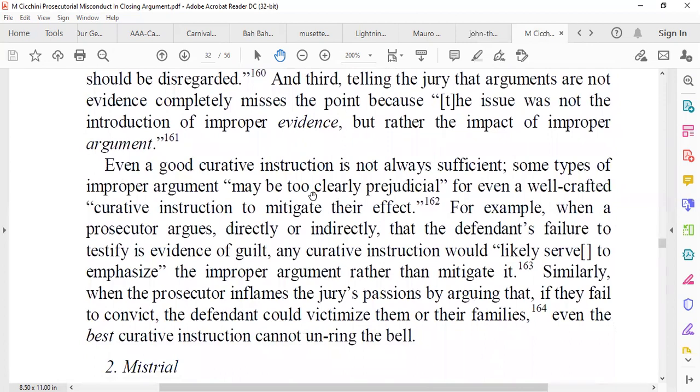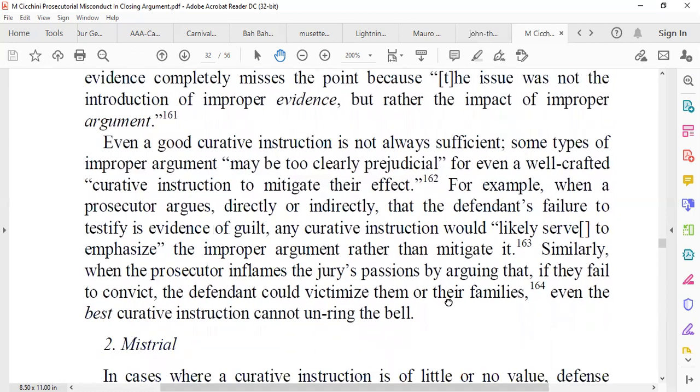Even a good curative instruction is not always sufficient. Some types of improper argument may be too clearly prejudicial for even a well-crafted curative instruction to mitigate their effect. For example, when a prosecutor argues, directly or indirectly, that the defendant's failure to testify is evidence of guilt, any curative instruction would likely serve to emphasize the improper argument rather than mitigate it. Similarly, when the prosecutor inflames the jury's passions by arguing that if they failed to convict, the defendant could victimize them or their families, even the best curative instruction cannot unring the bell.